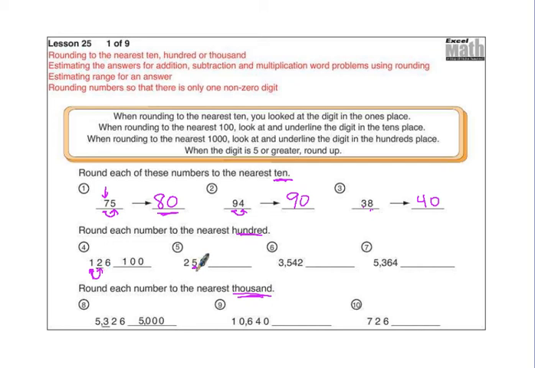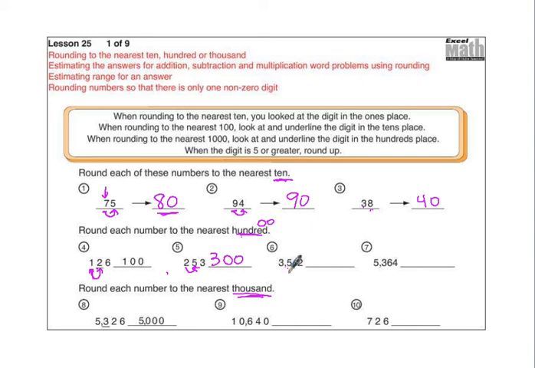The next one, we're looking at the 5 on this one, because we're going to round to where the 2 is in the hundreds place. And that 5 is 5 or bigger, so I have to round the 2 up to a 3. So the answer is 300. Remember, hundreds place has to end in at least 2 zeros.